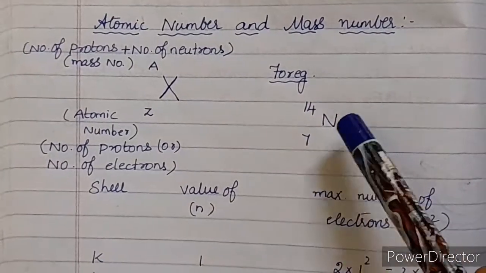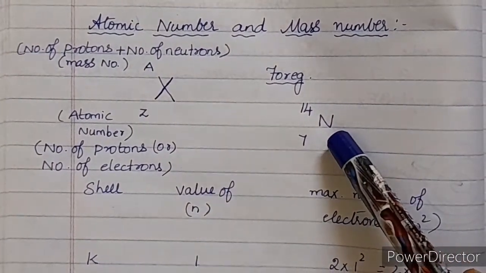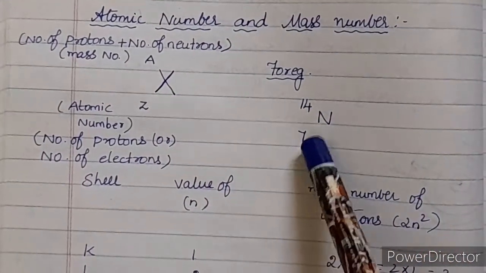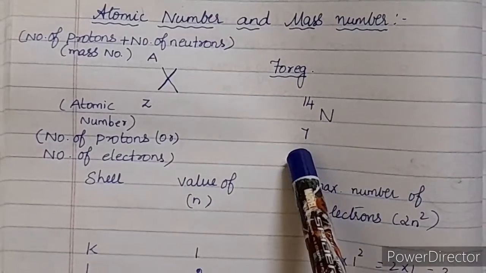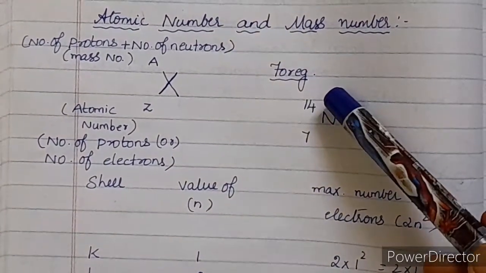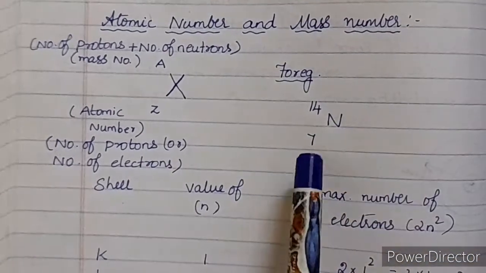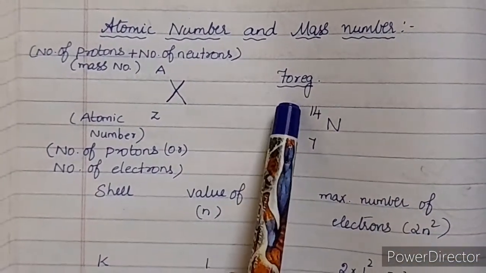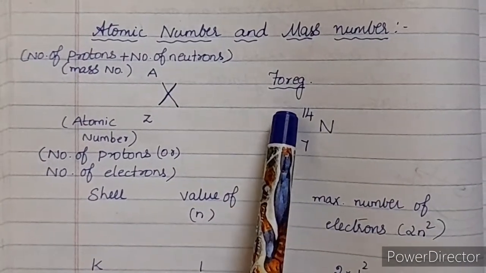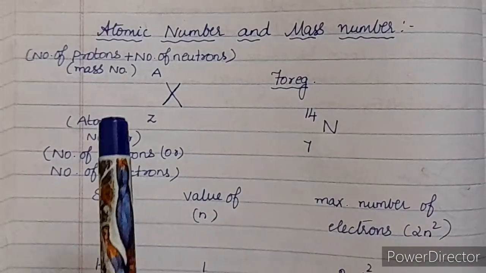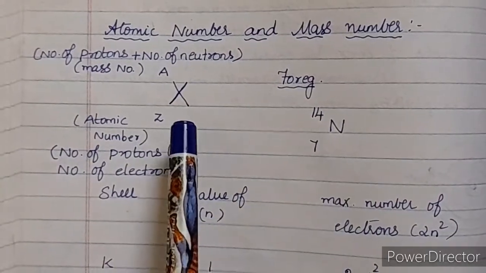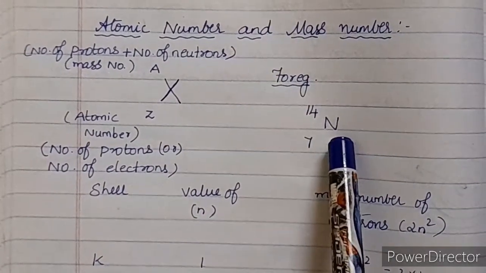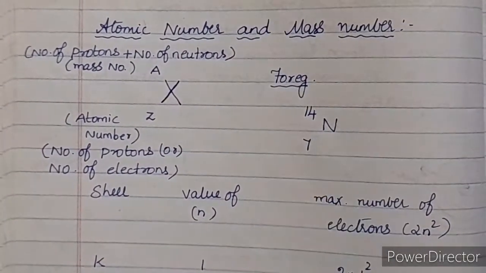Now see this example. N represents the symbol for nitrogen, and the number written below, that is 7, is the atomic number, and the number which is written above is the mass number. So the atomic number of nitrogen is 7 and the mass number of nitrogen is 14. So this is how the atomic number and the mass number are represented along with the symbol of the element.